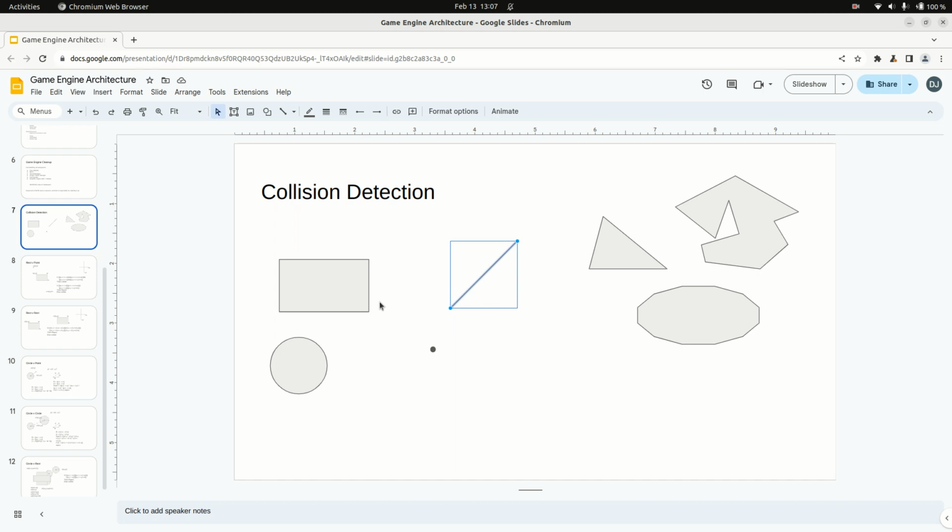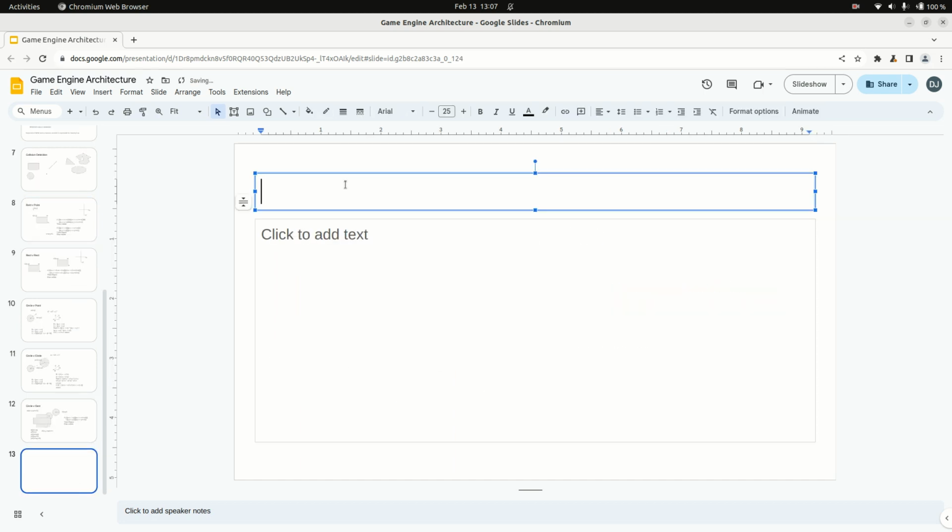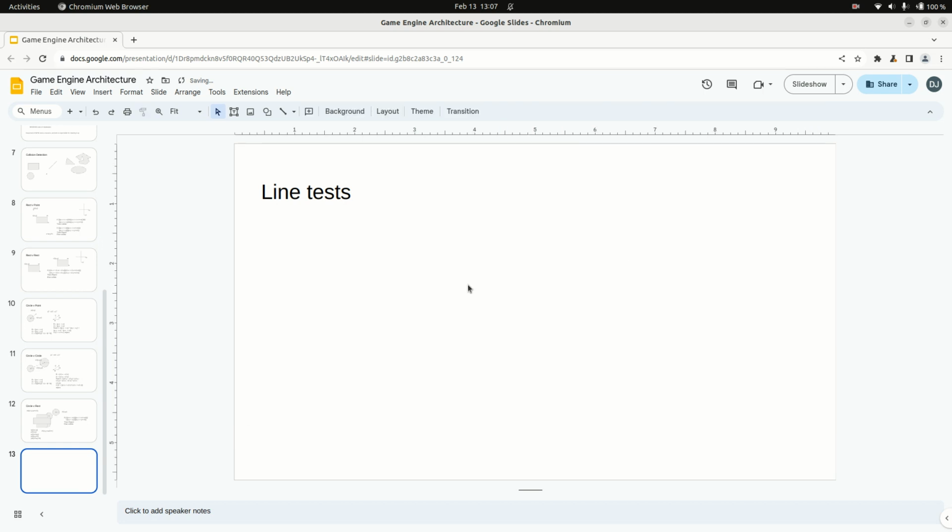Why even bother creating an entity and doing all that extra work when we could just do a line collision test versus the world and see where that works? So let me just talk to you in general about what that's going to look like. So once again, we can do slide, line tests. What that's going to look like.